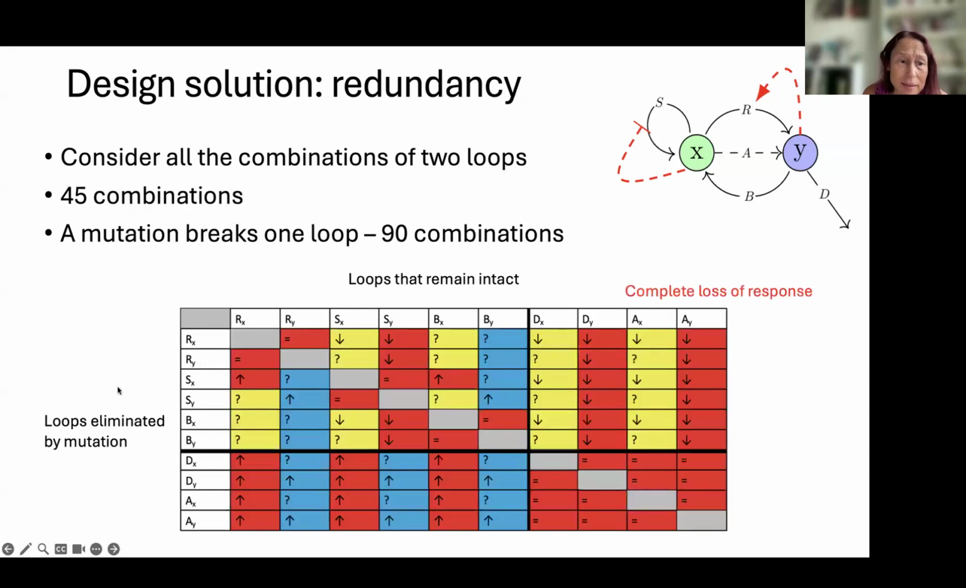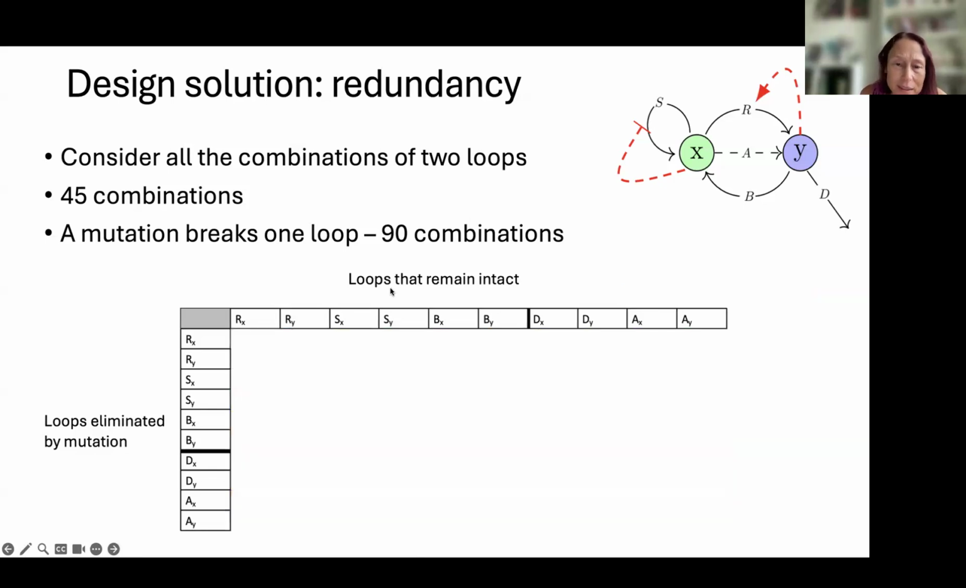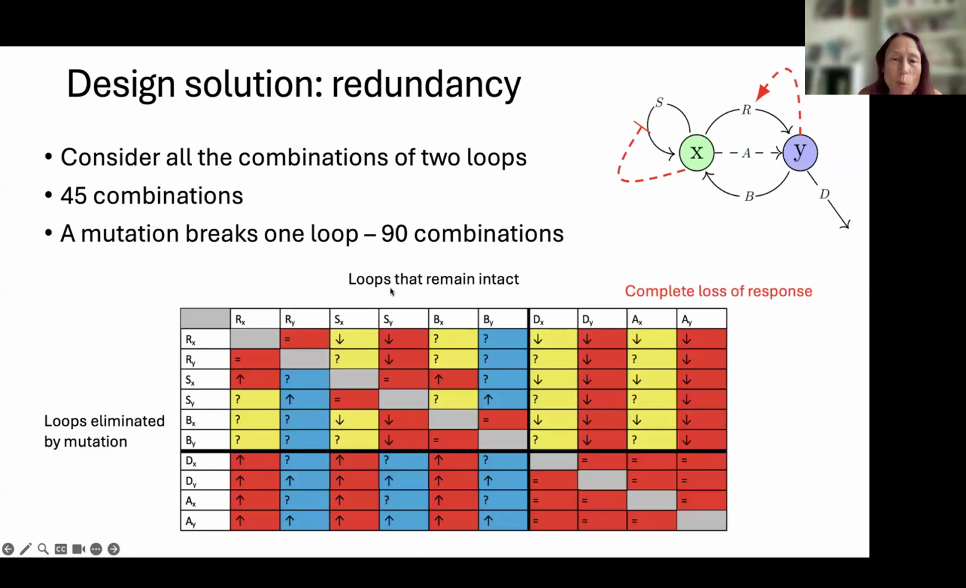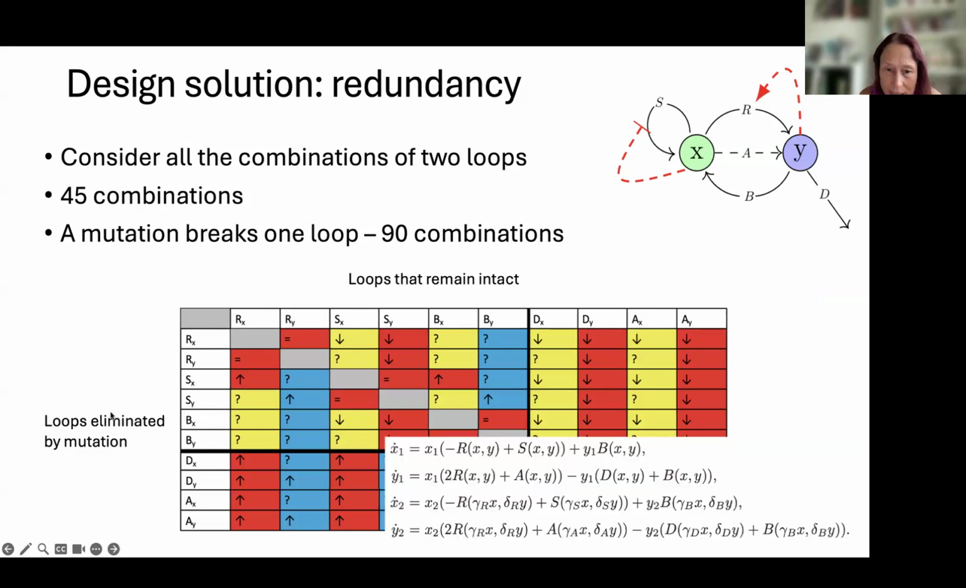So these here are loops that are eliminated by mutation, and these are the loops that stay intact, right? And there are all these different combinations. Gray rectangles mean that it's itself, so it's not a combination of two different loops. So we ignore the gray. And there's some color code here that tells us what happens when a mutant appears that eliminates one of the existing loops. So these are the equations that we are solving.